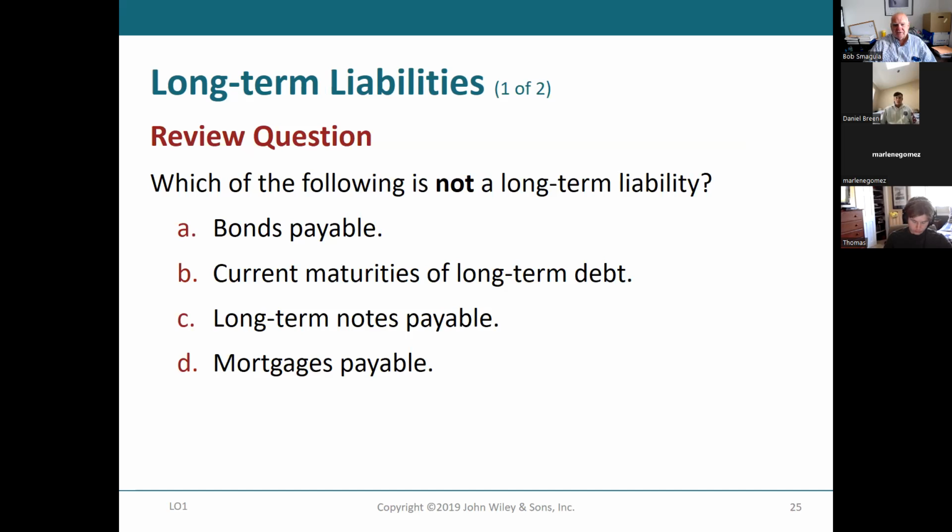Which of the following is not long-term? Well, bonds payable can be long-term or short-term. I see the word current, so I'm thinking the answer is probably going to be B. Long-term notes payable, mortgage payable, bonds payable. Just remember, bonds and mortgages can be both short-term and long-term. The same bond can be short-term, long-term. Whichever is due within the next year, short-term. Otherwise, we got long-term going.